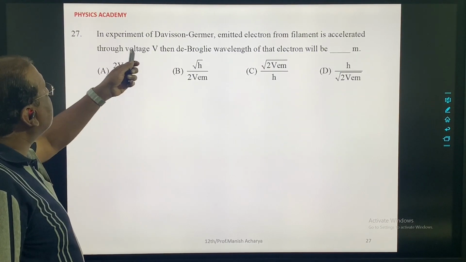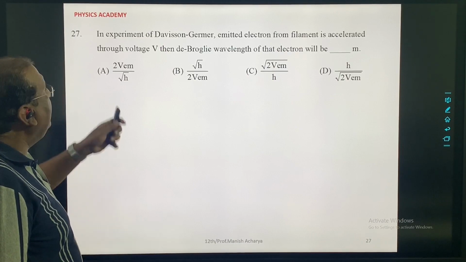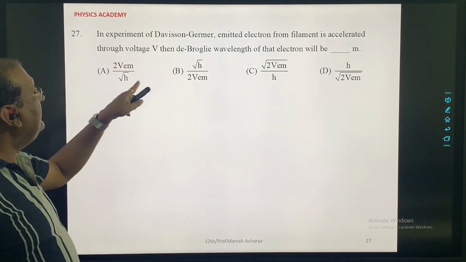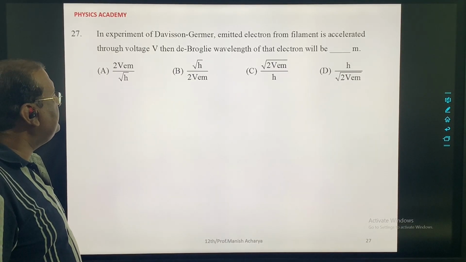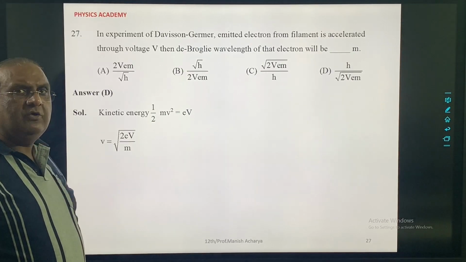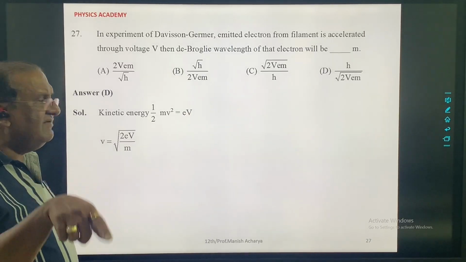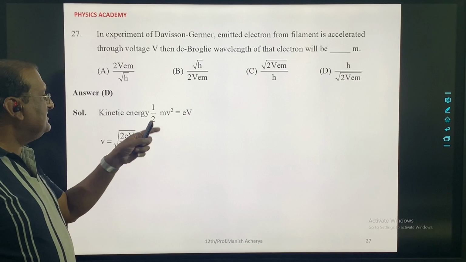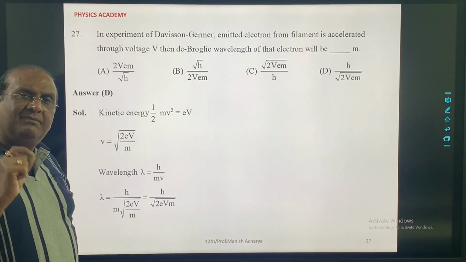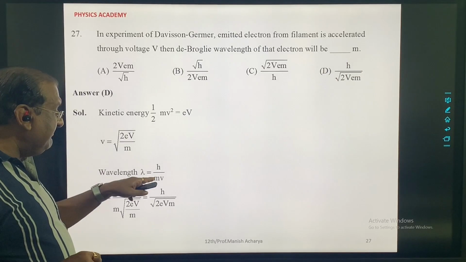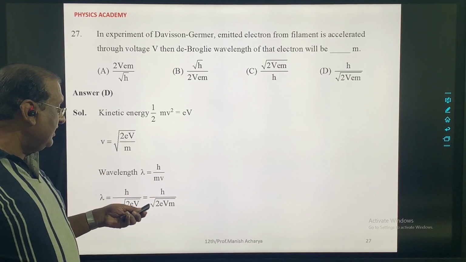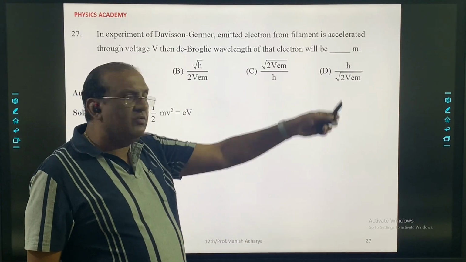Question 27. In the Davisson-Germer experiment, electrons emitted from the filament are accelerated through voltage V. Then the de Broglie wavelength of the electron will be what? Here we have to give the answer in terms of V, the accelerating potential. Now see, kinetic energy half mv square equals eV, because the electron is accelerated with a potential difference of V volt. So here we can write the equation for the velocity, under root 2eV by m. Now, we have the equation for the de Broglie wavelength, lambda equal to h by p, p is mv. In this equation, substitute v as under root 2eV by m. So resultantly, you will get h upon under root 2eVm. So your answer will be D.